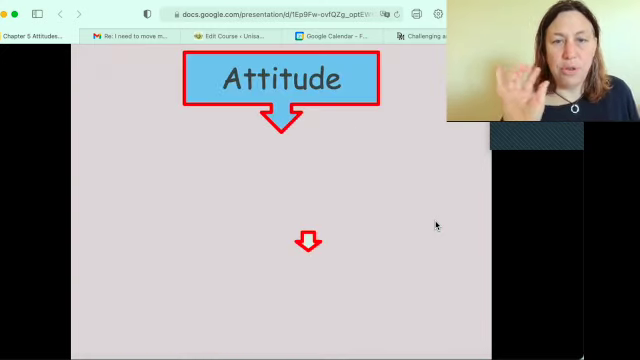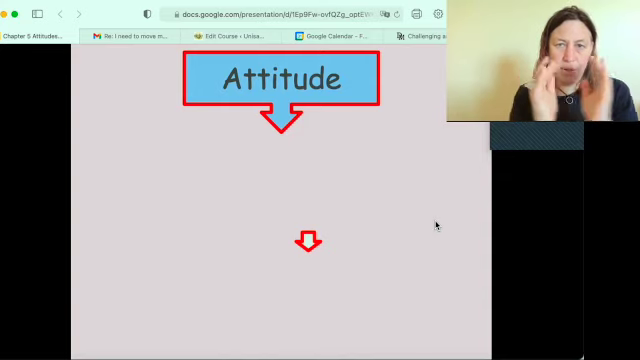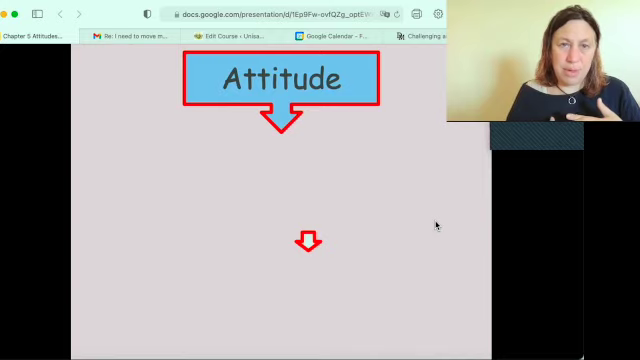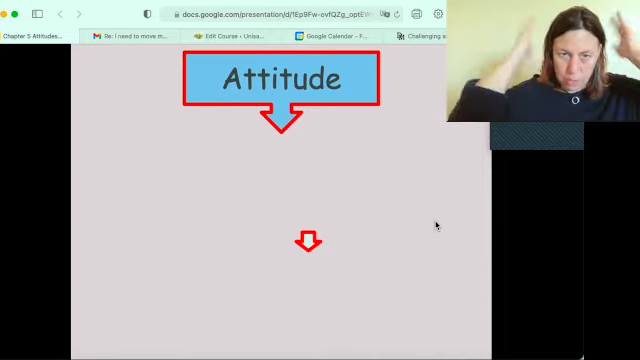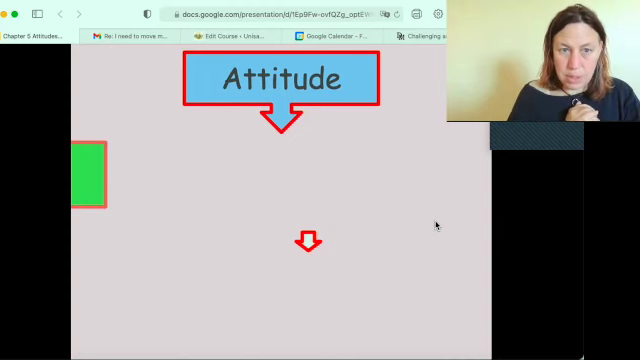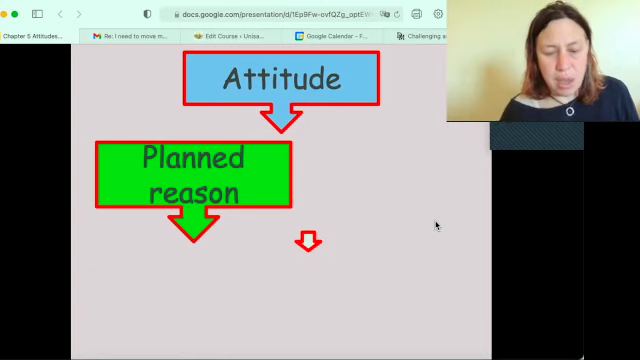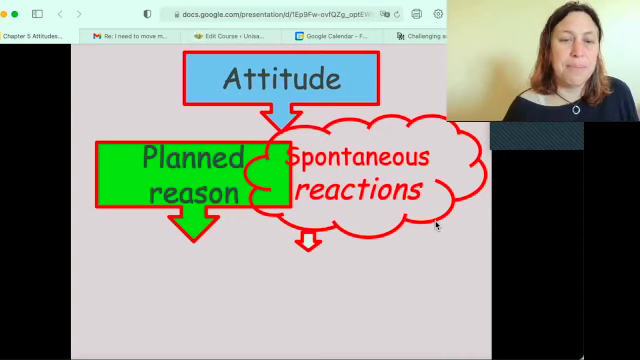Attitude gives rise to two kinds of things that lead to behavior. There's two strands of cognition. So we can already start deciding what that would be. It would be the cortex side, where you do all the thinking, which would be called planned reason. And the intuitive, holistic, impulsive, emotional side, spontaneous reactions. So there's a slow and there's a fast.